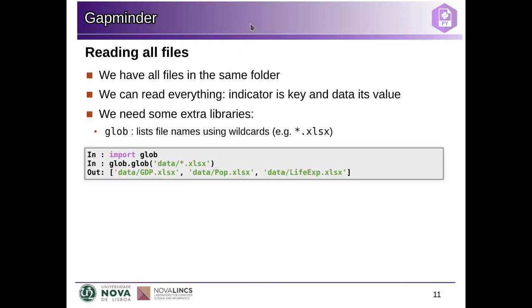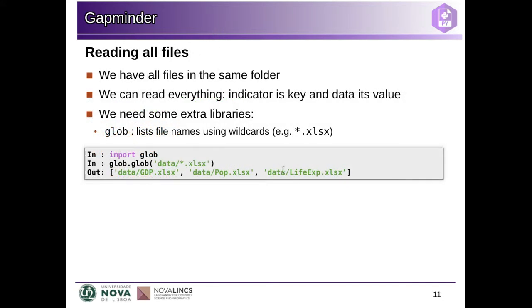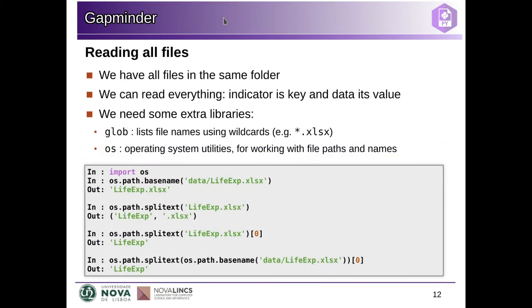Now we'll also need to associate each of these dictionaries that we get for each indicator. We're going to organize them in a larger dictionary that has one of these associated to each indicator. And we're going to get the key, the name of this indicator, by looking at the file. So for example, if we read gdp.xlsx, this is called GDP. This one will be called pop, and this will be called life for life expectancy. So we also need some way of extracting that part of the file name from the complete path and the file.